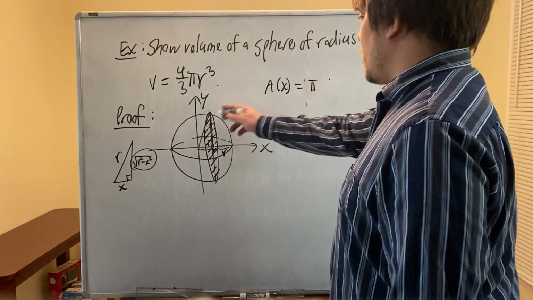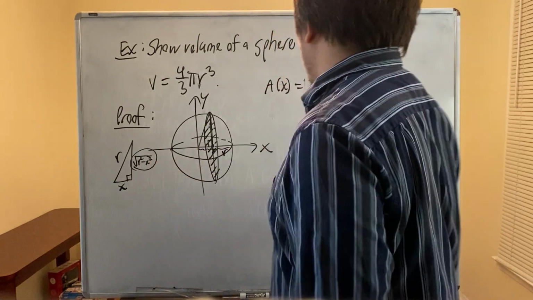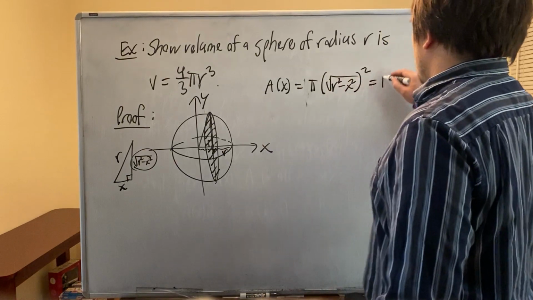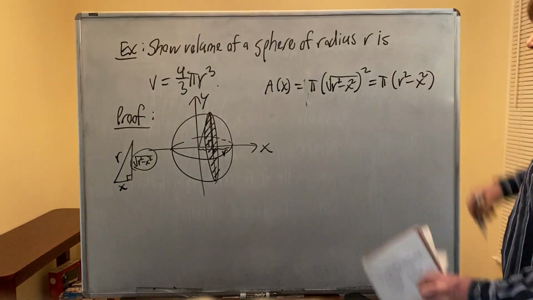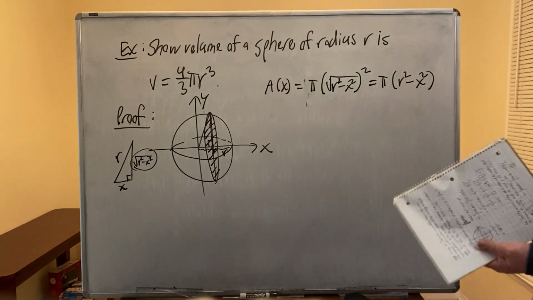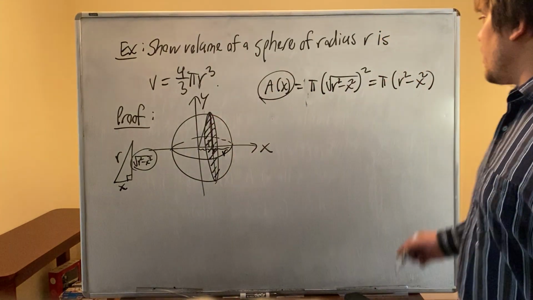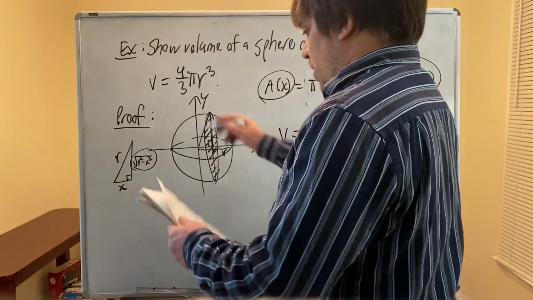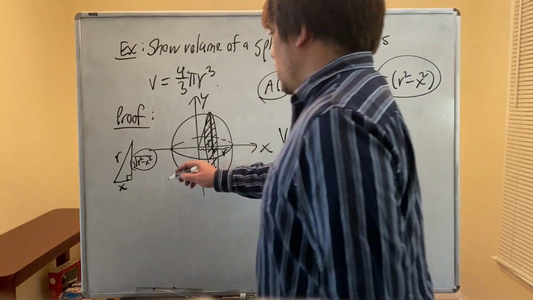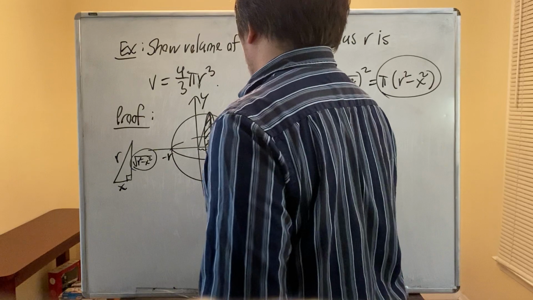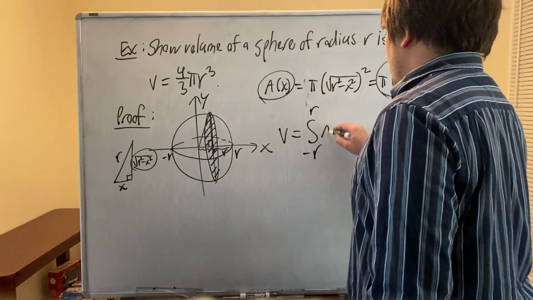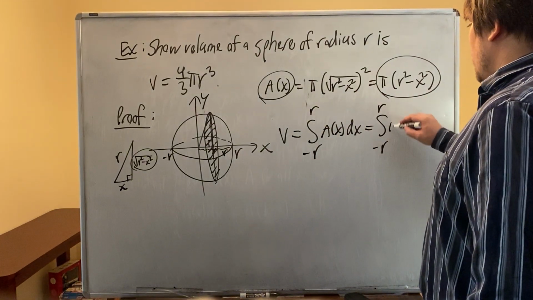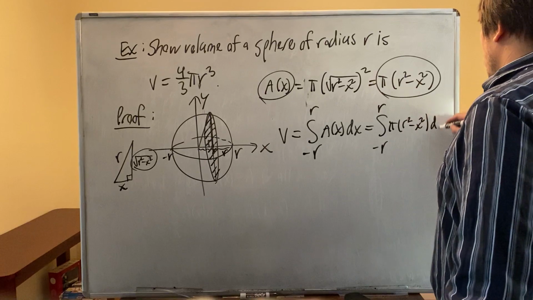So the area of the cross-sectional circle is pi times this radius squared. So it's pi times the square root of r squared minus x squared, squared, which is pi times r squared minus x squared. So that's A of x. And so capital V, which is the volume of the sphere, is a definite integral from the smallest x value, which is negative r, to the largest x value, which is r, of A of x dx, which equals the definite integral from negative r to r of pi times r squared minus x squared dx.